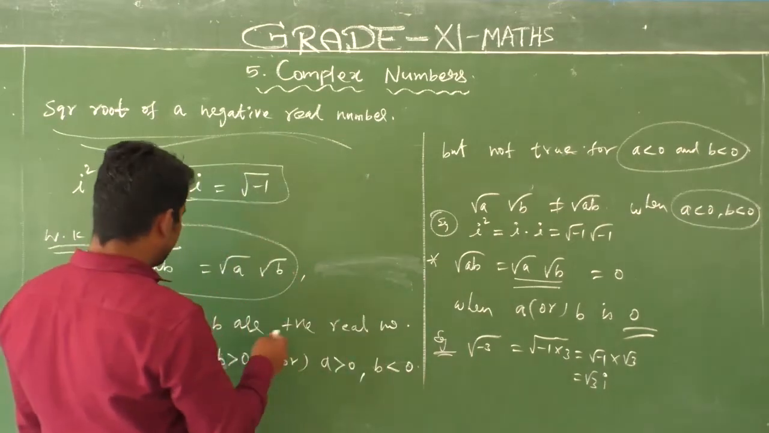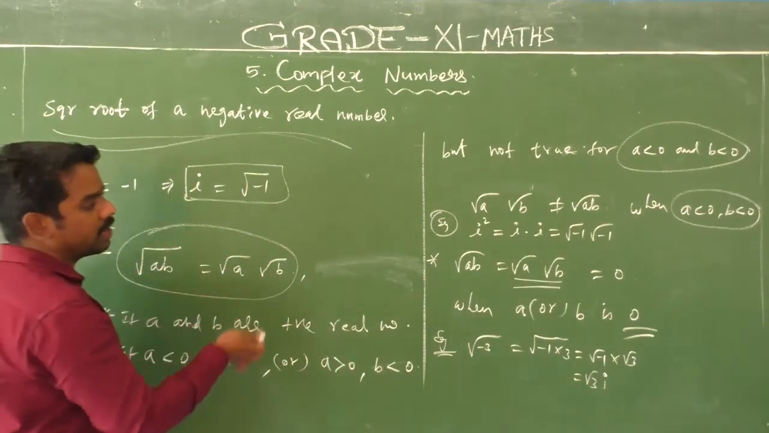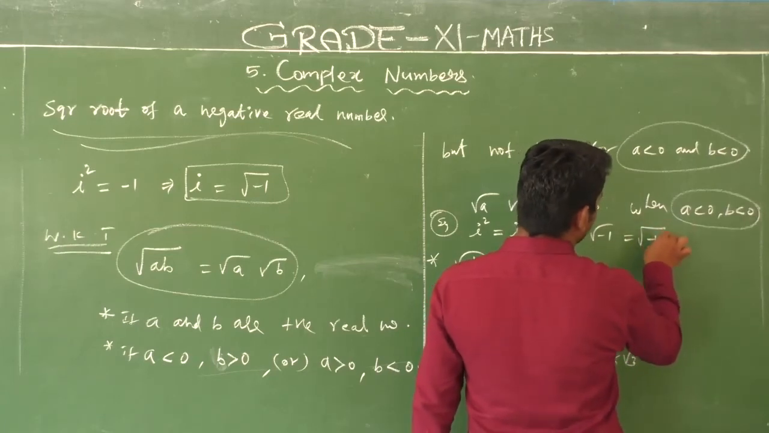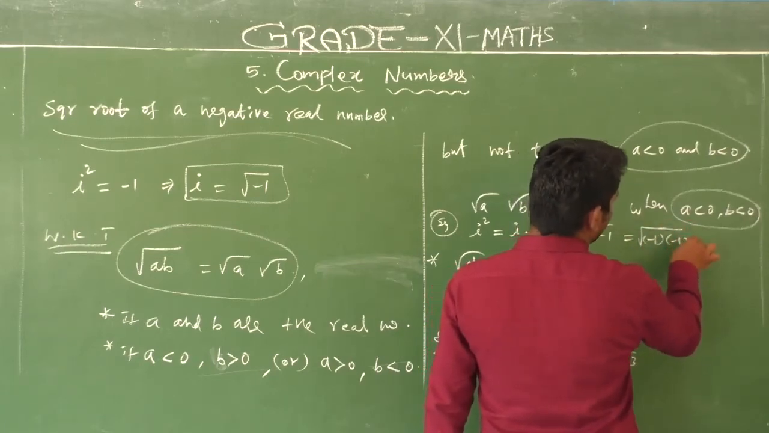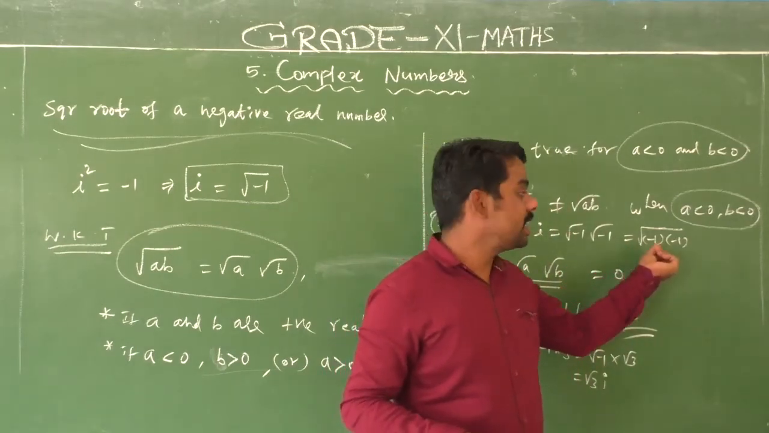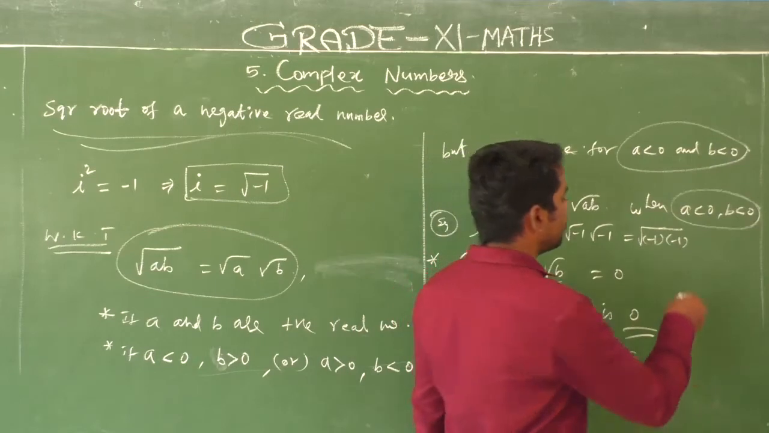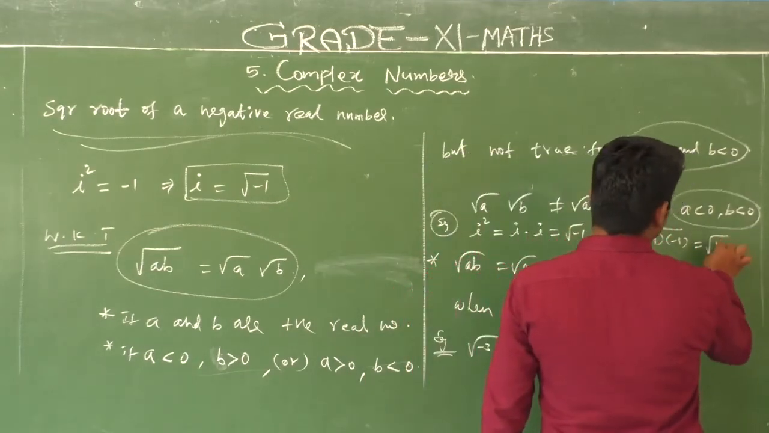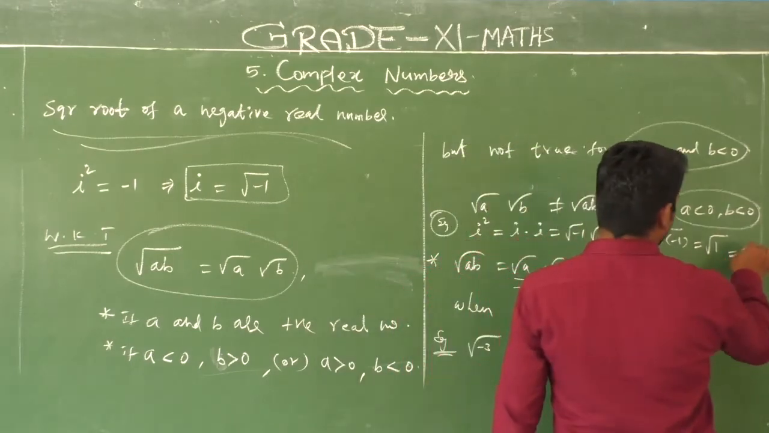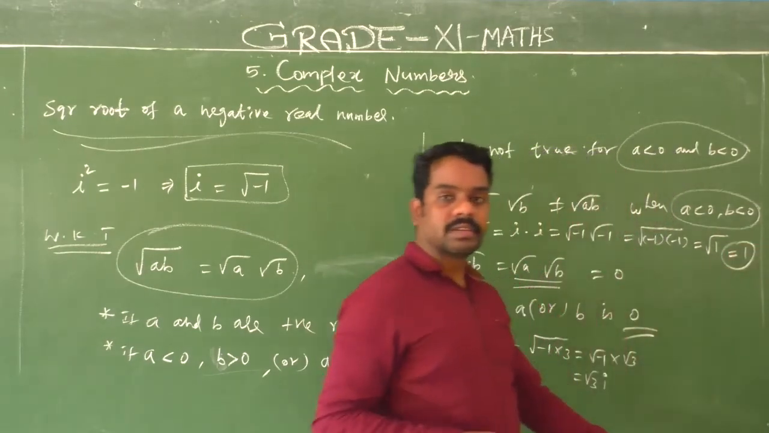Here, using the same result, root AB equal to root A into root B, this is root of minus 1 into root of minus 1, which is written as root of minus 1 into minus 1. Minus 1 into minus 1 is plus 1. Root of 1 is equal to 1.